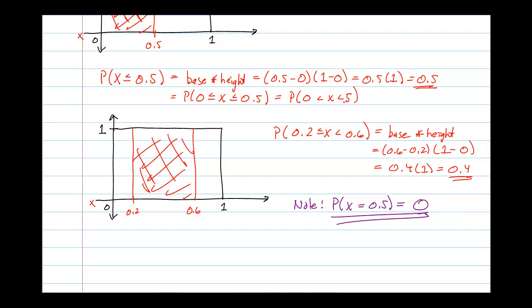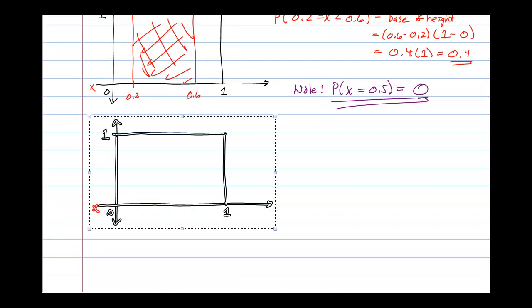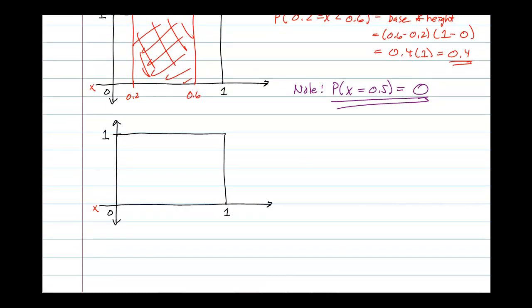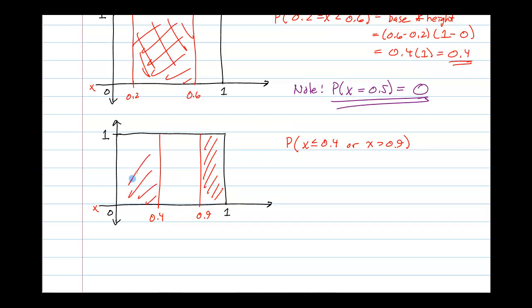Now for the same graph, let's go ahead and look at one more probability statement. So for this probability statement, I would like to talk about the probability that x is less than or equal to 0.4 or x is greater than 0.9. So how would this look? Well, here's 0.4 and here's 0.9, not really to scale. Greater than 0.9 is here. Less than or equal to 0.4 is here, so I basically find the area of each one.